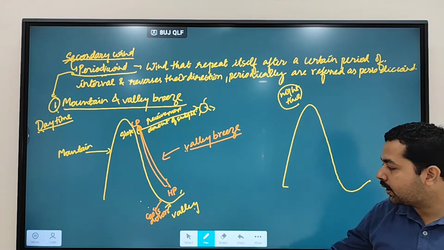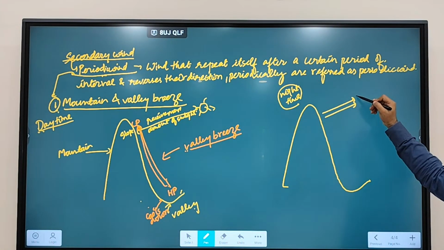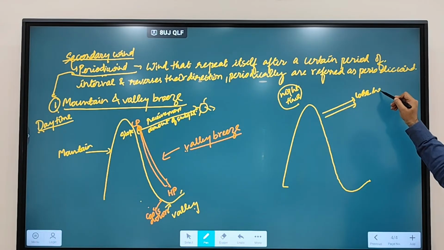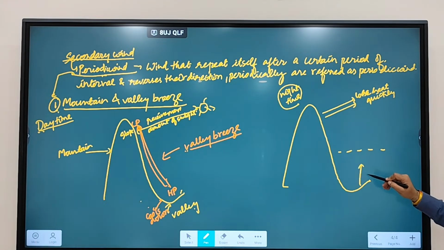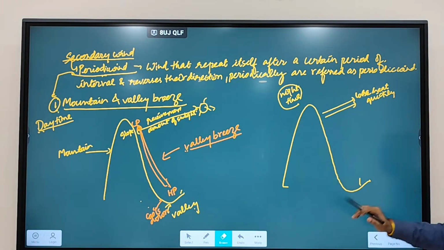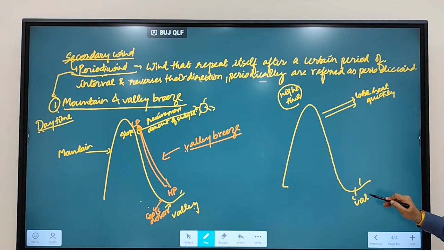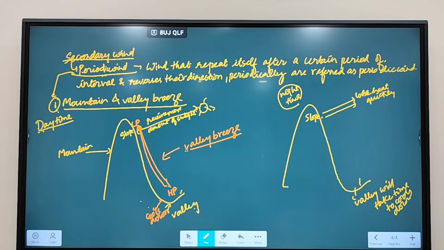Now during night time, what will happen? This mountain slope will lose heat quickly. Why? Because less atmosphere is there. Less atmosphere means it will lose heat quickly. While for the valley, whatever energy it radiates will be absorbed by the atmosphere. So the valley will take time to cool down. So during night time, the valley will take time to cool down, and the mountain slope will lose heat quickly.